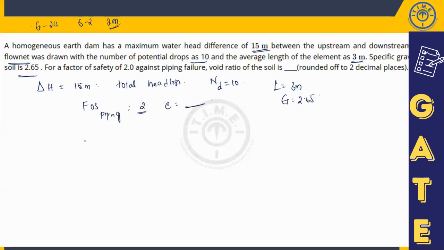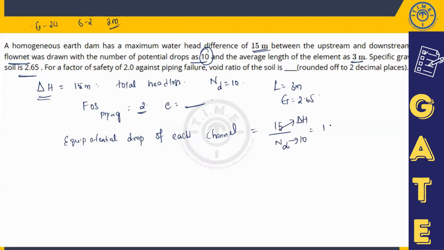So first let's calculate the equipotential drop of every channel. Here it is given total head loss. My dear students, the 15-meter head difference is spread over 10 drops. So in one drop, how much is the head difference? That is del H by Nd, number of drops. Nd is 10, del H is 15. Equipotential drop of each channel is 1.5.